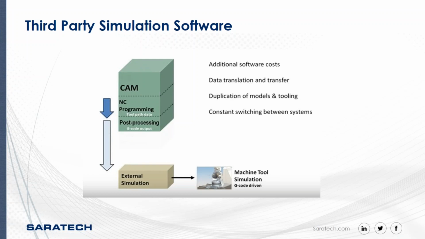You're going to have your NX file, you're going to have your MCF file, then you're going to have a verification file, and then if you use an optimized software, you'll have a fourth file that you have. And what that does, it creates an organizational nightmare. So we have our NX-CAM, and then we have NC programming, which creates our toolpath data. Then we have post-processing, which creates our GPUT output file. Then we have our external simulation, and then the machine tool simulation, which is your G-code driven simulation.